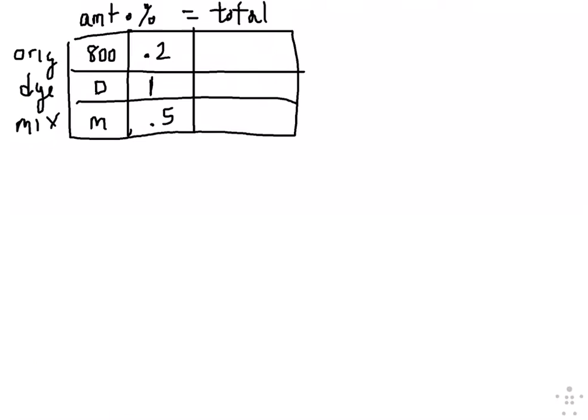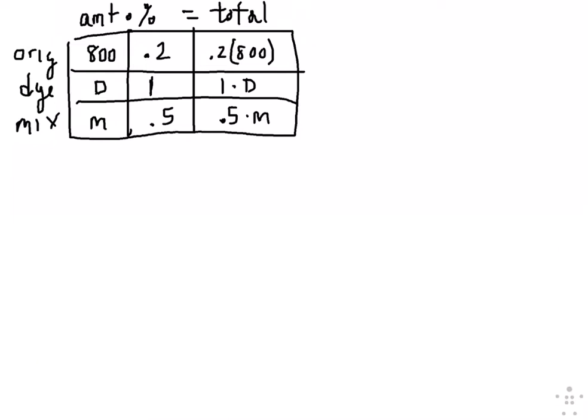So now let's multiply across the rows. Amount times percent equals total. So this is 0.2 times 800. This is D times 1, 1 times D. And the bottom one is 0.5 times M.